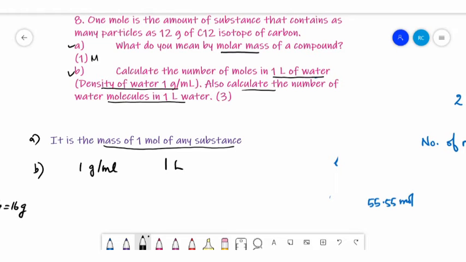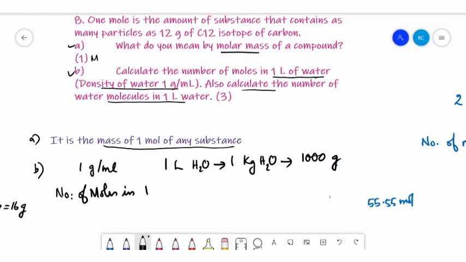This 1 liter of water, approximately, we are calculating as 1 kilogram of water. So 1 kilogram of water means it is 1000 gram of water. Fine. So if you want to calculate the number of moles in 1 liter of water, we need the formula for number of moles of water.